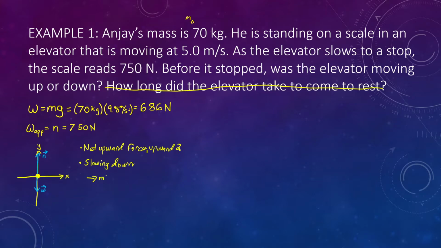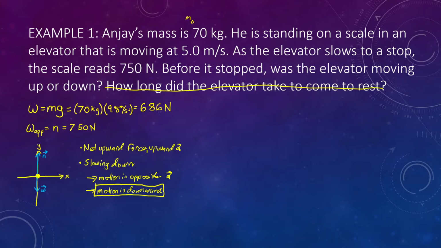So I'll write this: motion is opposite the acceleration. So if the acceleration is upward, then our motion is downward. And that is technically our answer. Right? The problem asks, was the elevator moving up or down?